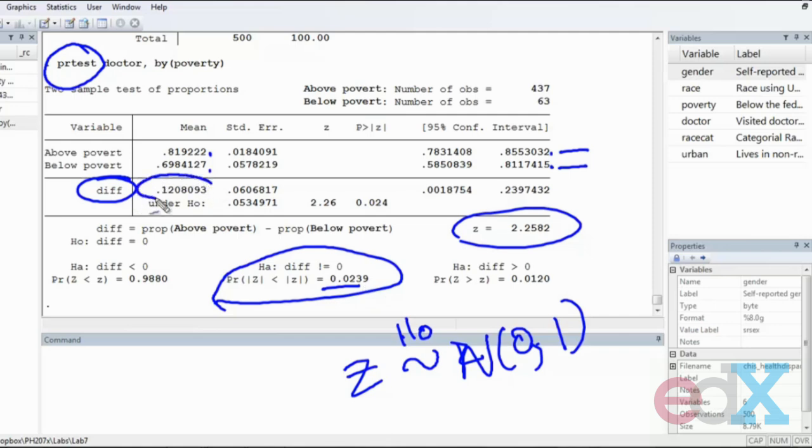I can come here and look at this estimate of the difference between the two groups, and it tells me, Stata says, the difference that I calculated, the proportion above the poverty line versus those below the poverty line. So I see that there are more people, and I can also look at these numbers up here, there are more people above the poverty line that are going to the doctor every 12 months.